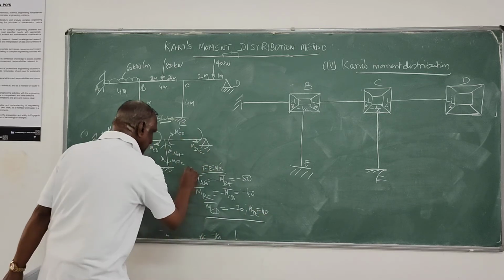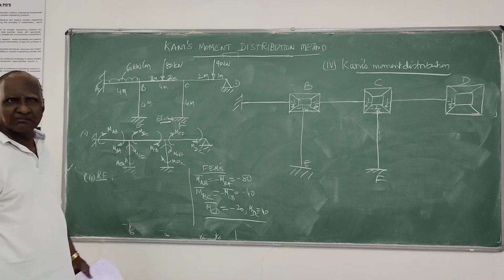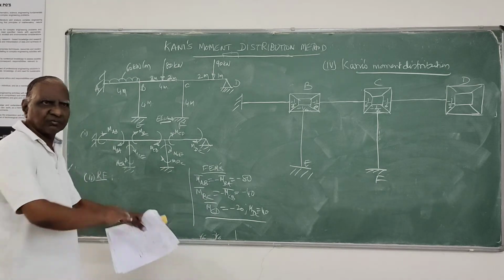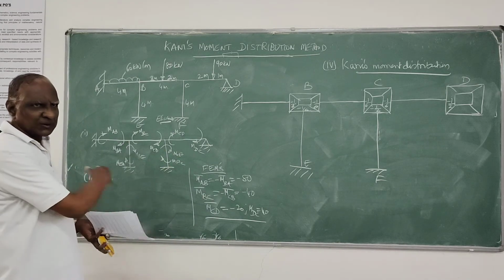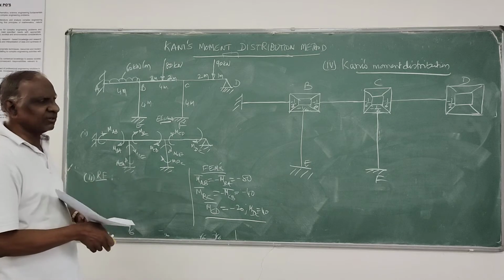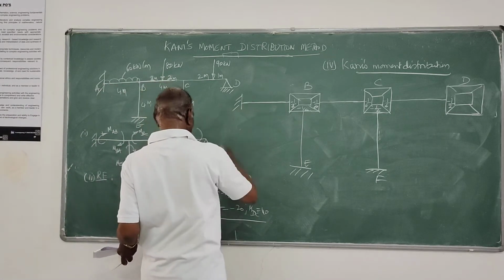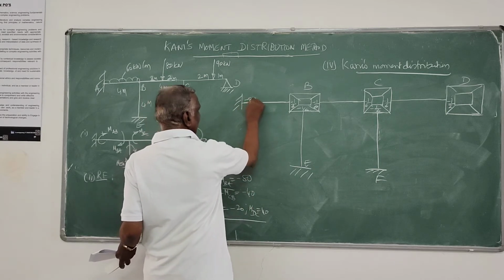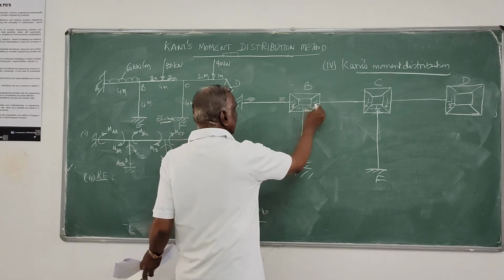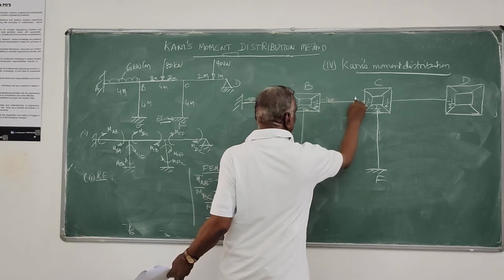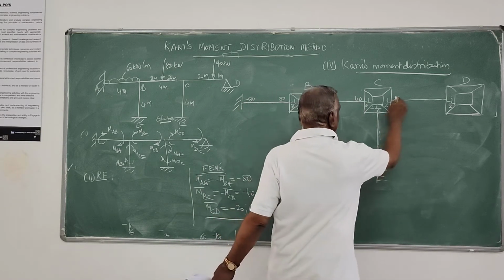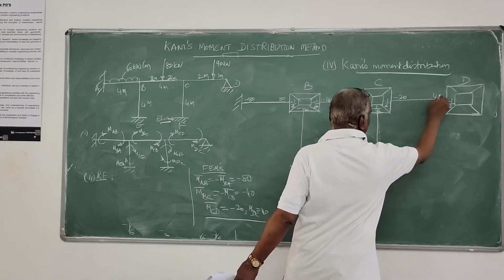So this should not be a problem. By this time you should be a master of finding fixed end moments, because we have solved slope deflection and moment distribution problems right here. So here you transfer all those things: minus 80, plus 80, minus 40, plus 40 and minus 20, plus 40.